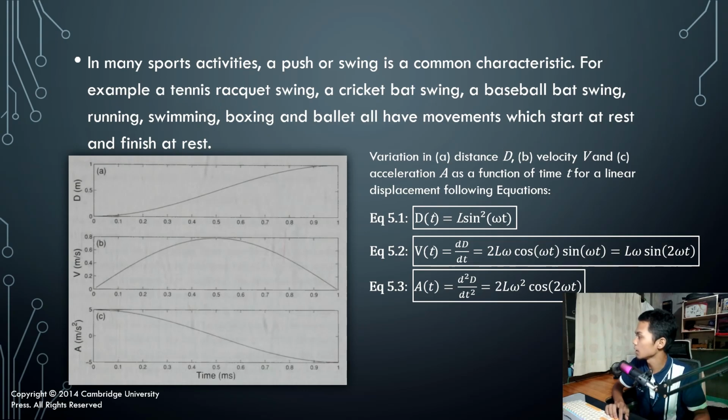So now let's take a look at the right side. Variation in A, 5.1a is the distance. Again, B is velocity, V, and C is acceleration, A, as a function of time, which is the x-axis. For a linear displacement following the equations, take a look. D(t) is equal to L. By the way, this is angular displacement. Let's just call that L.